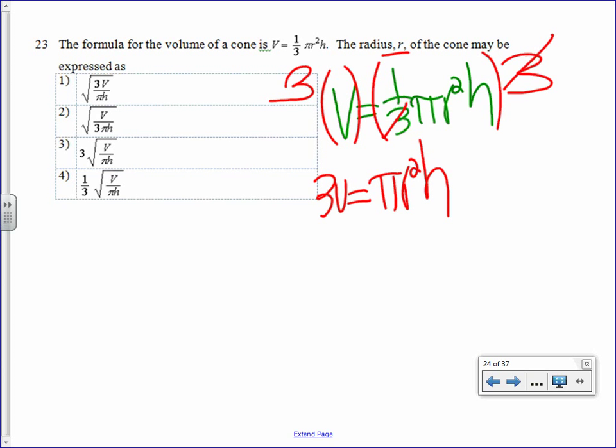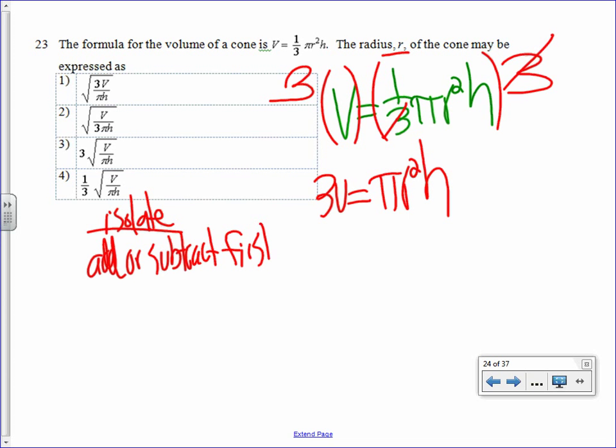I need to isolate. When I'm isolating, you need to know to add or subtract first and to divide last. Please write this down so you can follow along with it when you're doing this. I don't see plus or minus. I'm going to cover the other side.